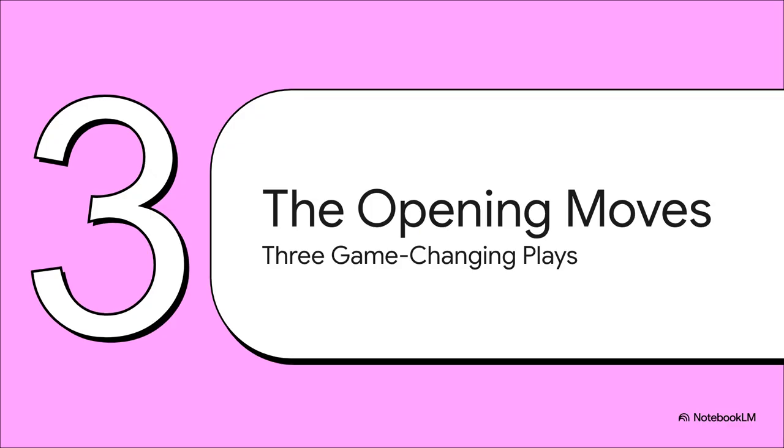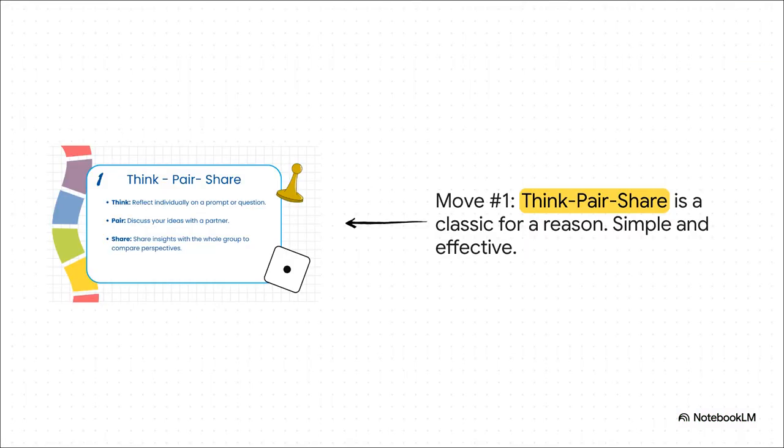Okay, so that all sounds good in theory, but how do we actually do it? Let's get super practical. We're going to look at 3 foundational, really game-changing plays you can start using right away. Think of these as your opening moves. First up, move number 1, think, pair, share. You might have heard of this one, and that's because it's a total classic. It's so simple, needs basically 0 prep, and it's one of the best ways to get every single person in the room thinking and talking.